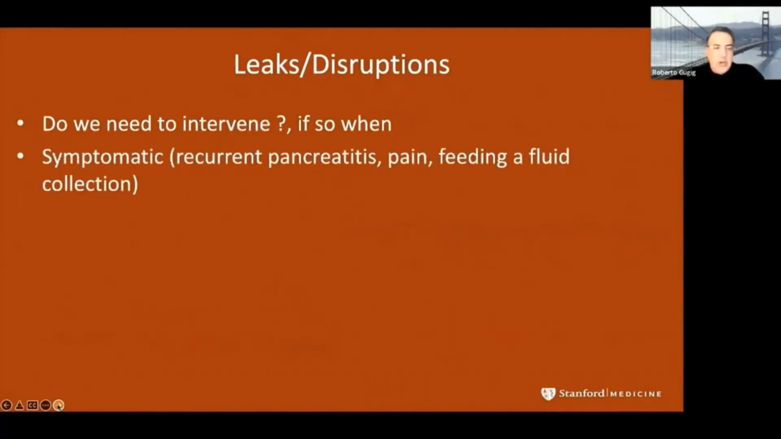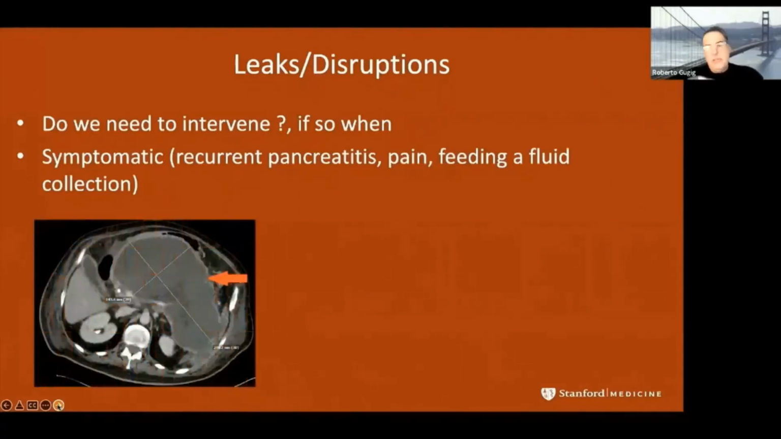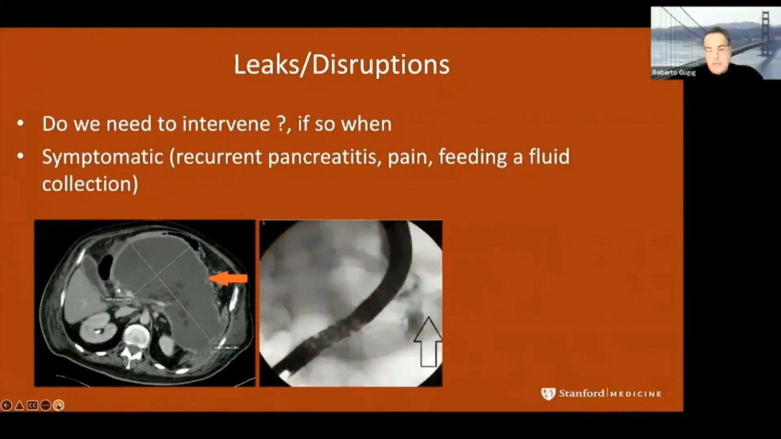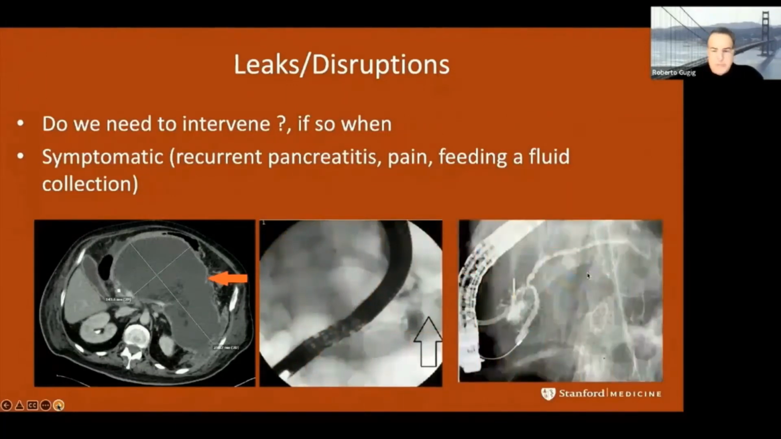And usually when the patient's symptomatic, such as having recurrent pancreatitis, pain that we attribute to this, or when this leak is feeding a fluid collection, such as in this example, a very large fluid collection compressing the stomach that has been getting larger on this patient, then we really want to try and diagnose and fix the leak. And these are 2 examples of patients that have leaks in the pancreatic duct at different areas.